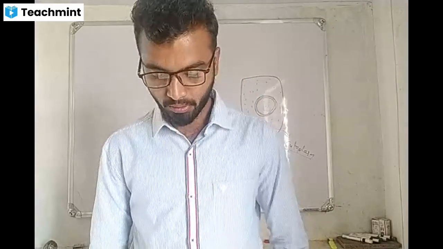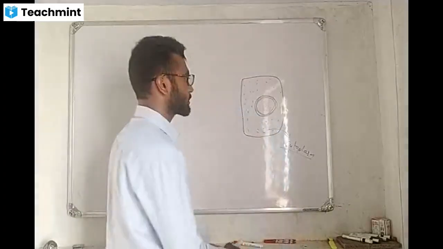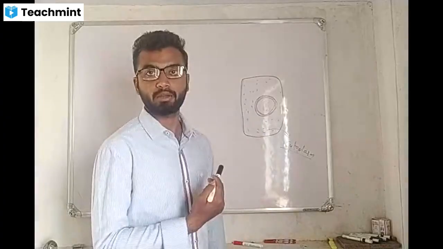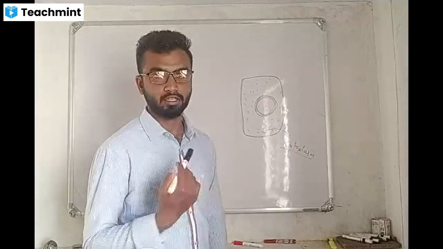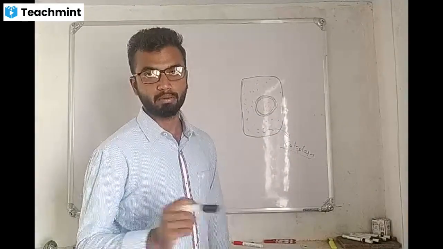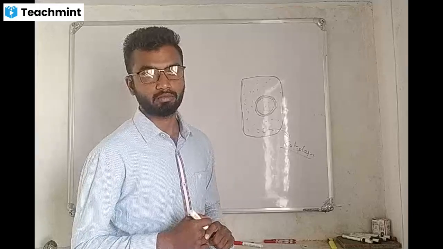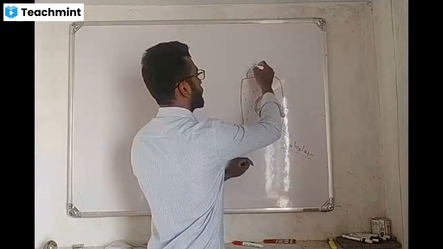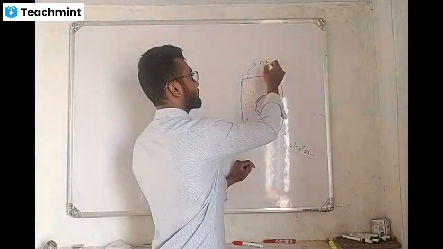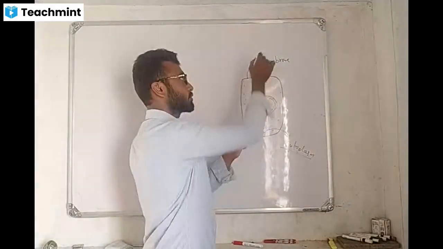This is called the cell membrane. It's an animal cell, keep that in your mind. There is no cell wall. So this is the cytoplasm. So this is the membrane. It is a cell, so it is called the cell membrane.